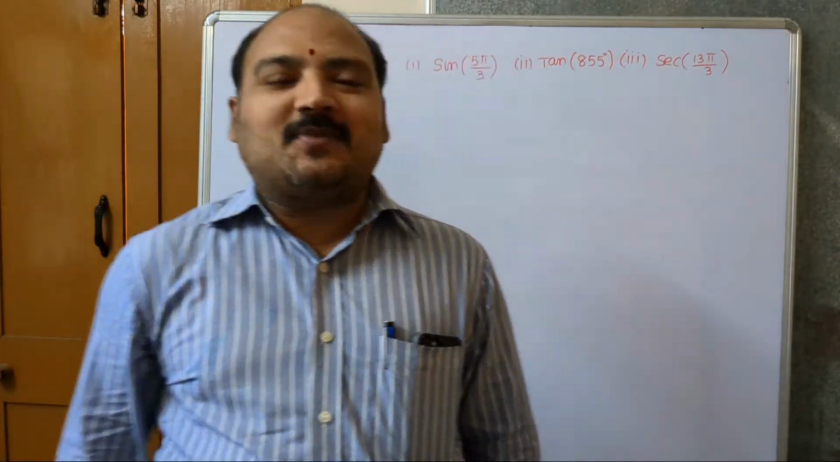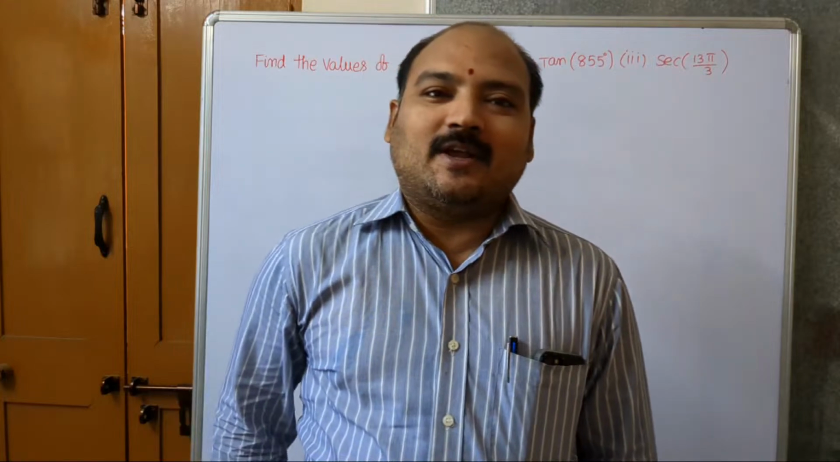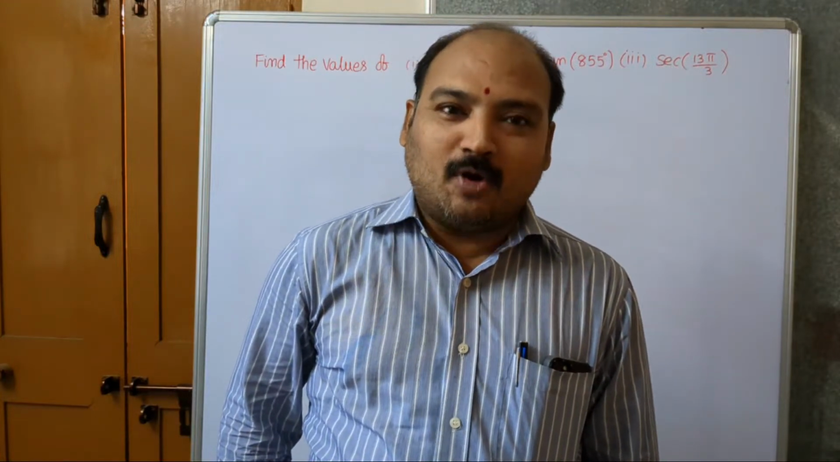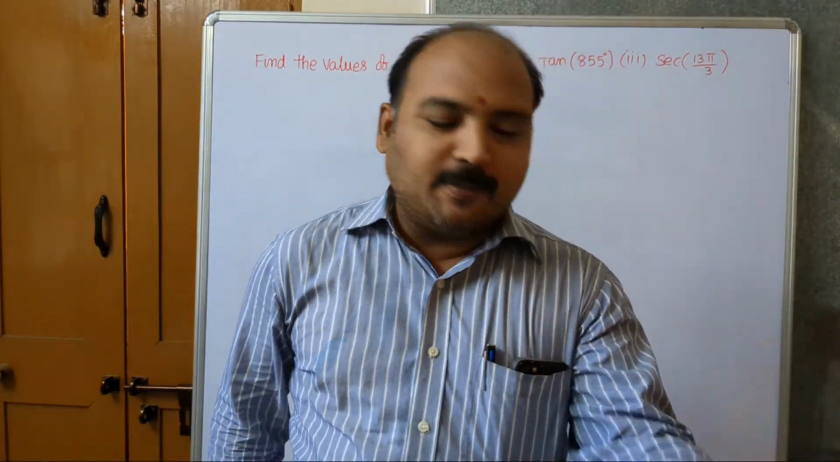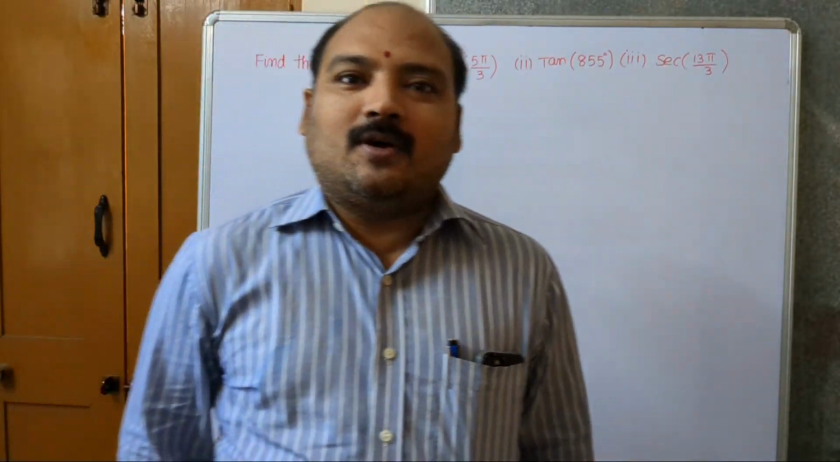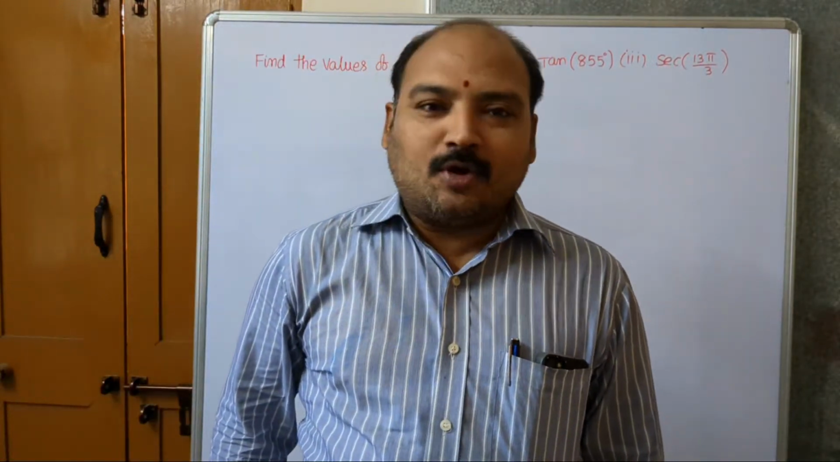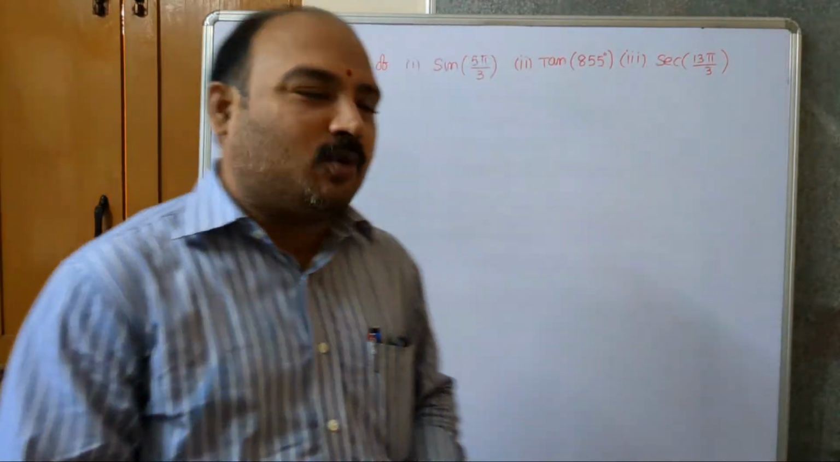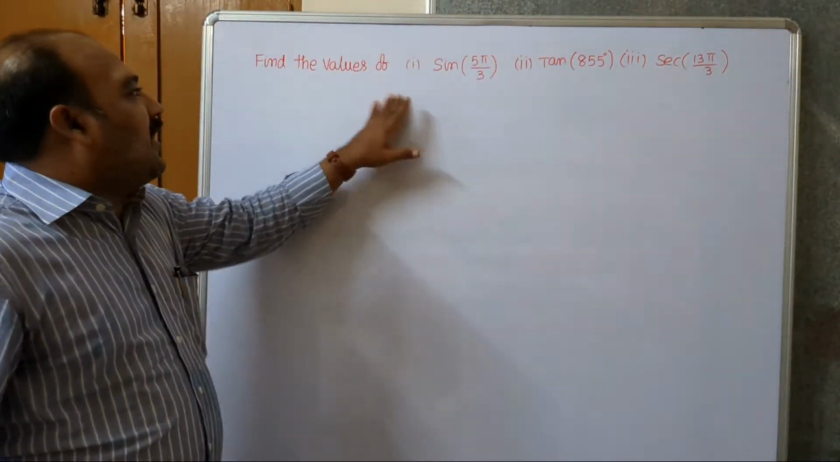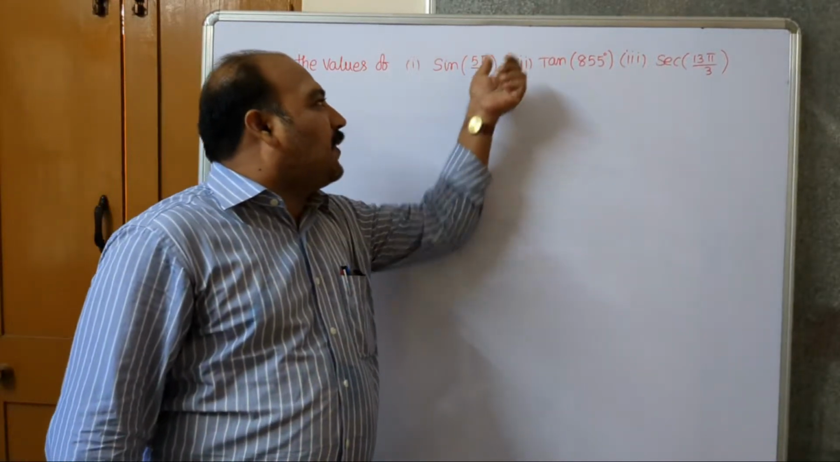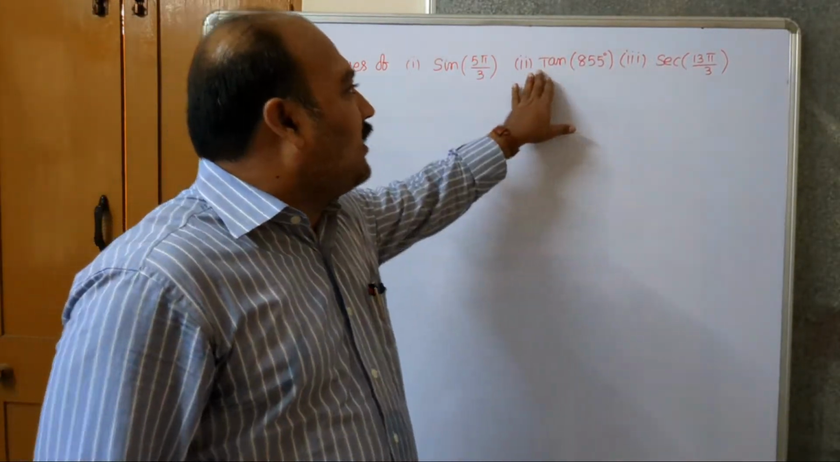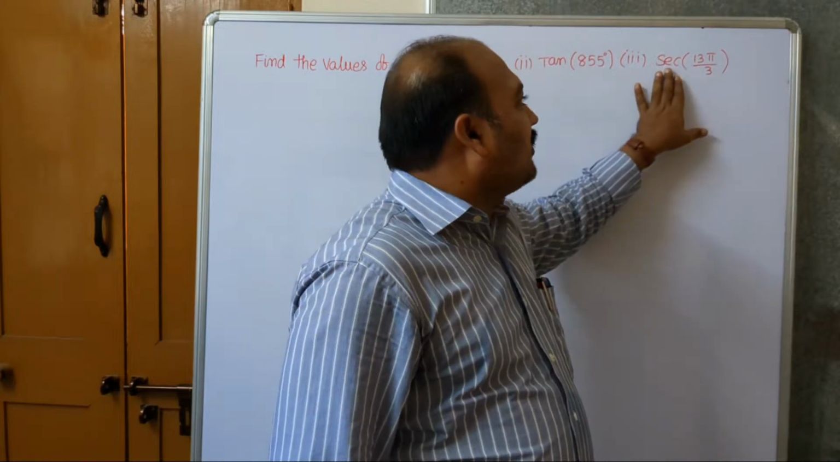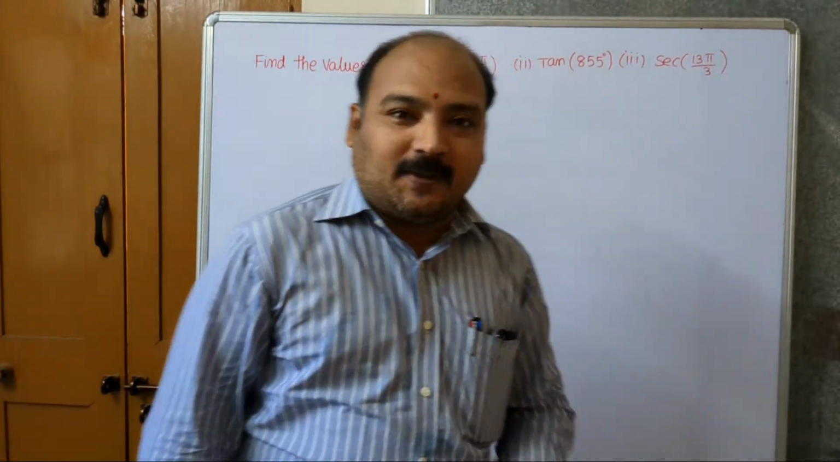Some students requested, sir, to take some important questions, important models in intermediate maths 1A, trigonometry. Some basics I'm discussing in Telugu and English medium both. Find the values of sine 5 pi by 3, tan 855, secant 13 pi by 3.